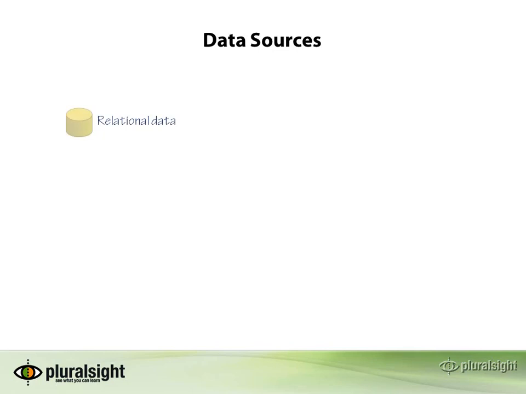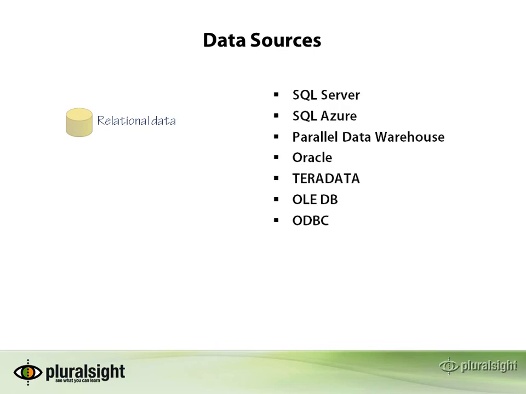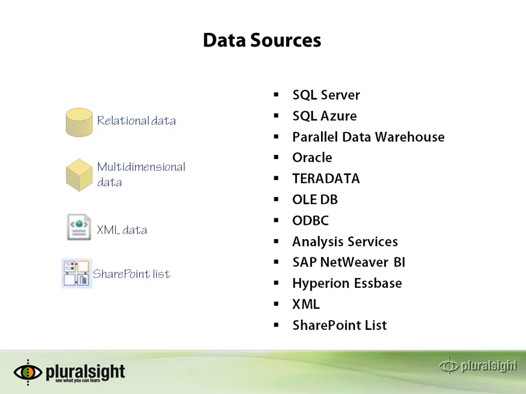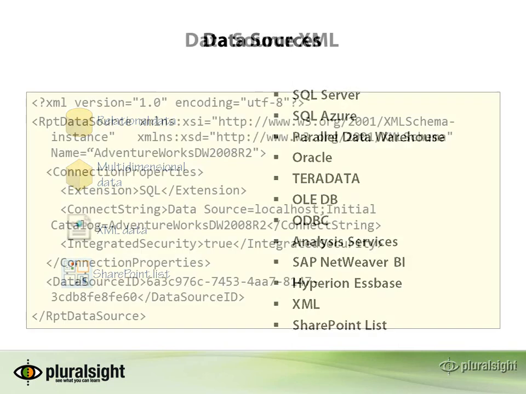Probably the most common type of data that you'll use in reports is relational data. As you can see in this list, Reporting Services supports a wide range of relational data sources. And if your relational database isn't listed here explicitly, you can probably access it using the OLEDB or ODBC data providers. You can also use multidimensional data in your reports using any of these data providers. XML is also an option.